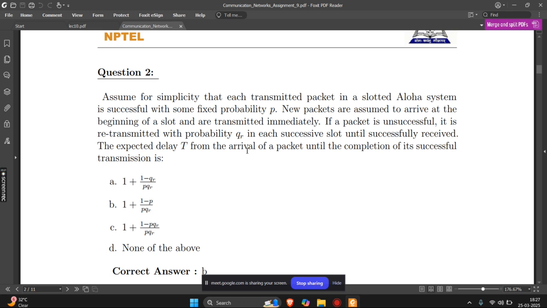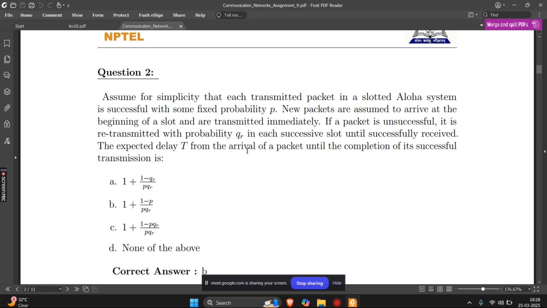Assume for simplicity that each transmitted packet in a slotted ALOHA system is successful with some fixed probability p. New packets are assumed to arrive at the beginning of a slot and are transmitted immediately. They are not backlogged. If a packet is unsuccessful, it is retransmitted with probability qr in each successive slot until successfully received. Find the expected delay T from the arrival of the packet until the completion of its successful transmission. So we have to find the average delay of a typical packet.